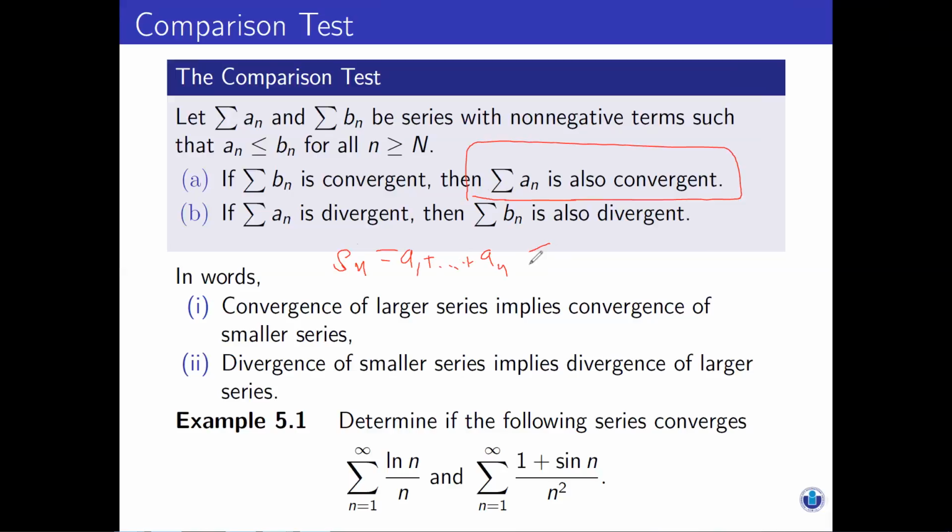But we know that this one is always less than the sum of b_n, and in particular is less than the infinite sum. And this is a finite number because the sum of b_n is convergent. So this one has an upper bound, and therefore the sum of a_n converges. So very simple observation, but it allows us, instead of studying a complicated series, to look at a simpler one. So let's do this.